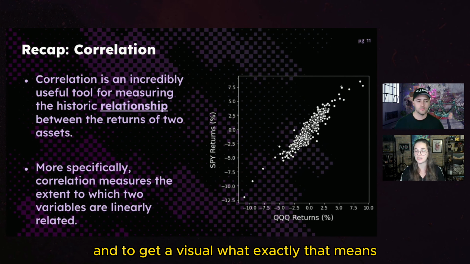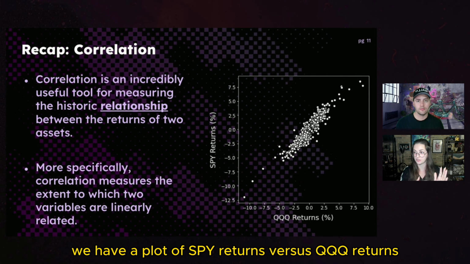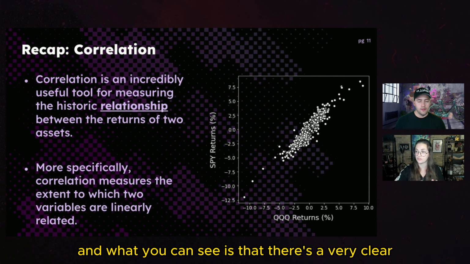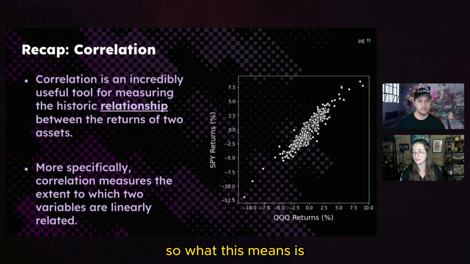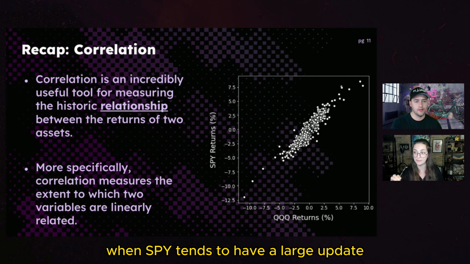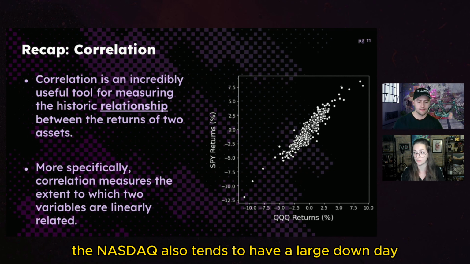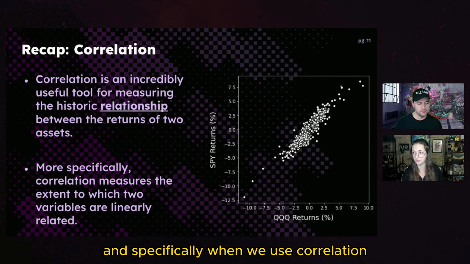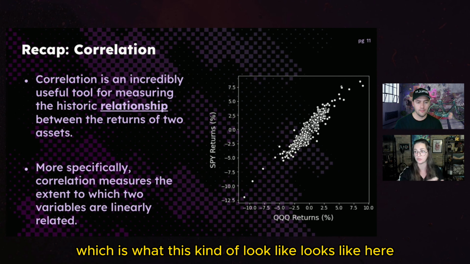To get a visual of what exactly that means, here on the right, we have a plot of SPY returns versus QQQ returns. These are the returns over some time frame for these two underlyings. And what you can see is that there's a very clear linear relationship between the returns of those two assets. It's a positive linear relationship. When SPY tends to have a large up day, the NASDAQ also tends to have a large up day. And when SPY has a large down day, the NASDAQ also tends to have a large down day. They tend to move in tandem, which we can measure with correlation. Specifically, when we use correlation, we are assuming that the underlying relationship is linear, which is what this looks like here. Does that make sense?